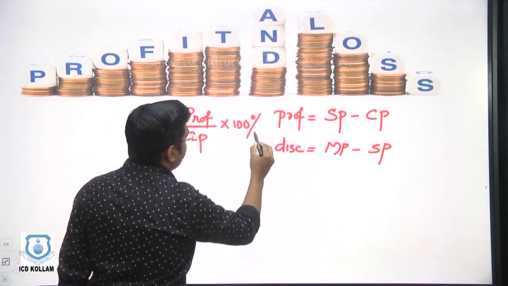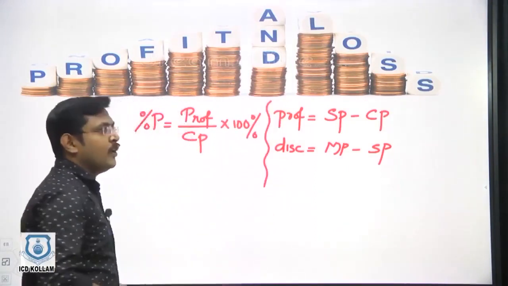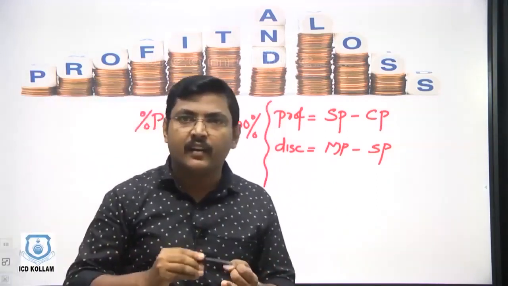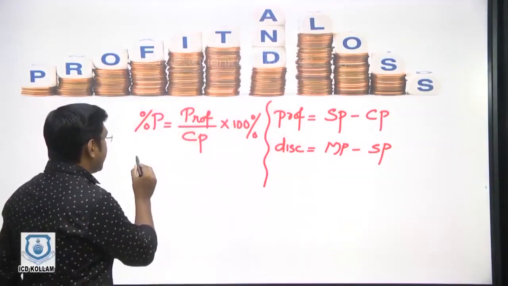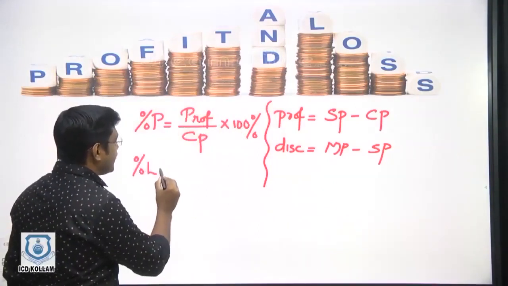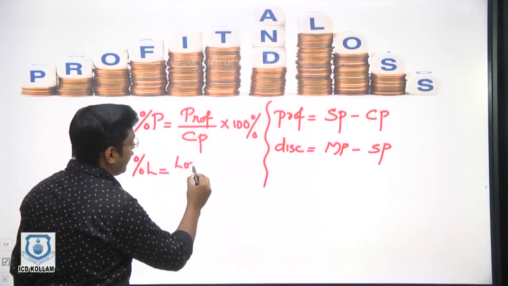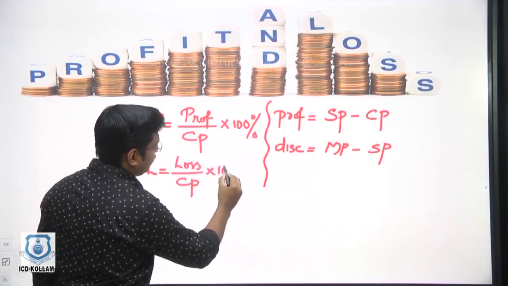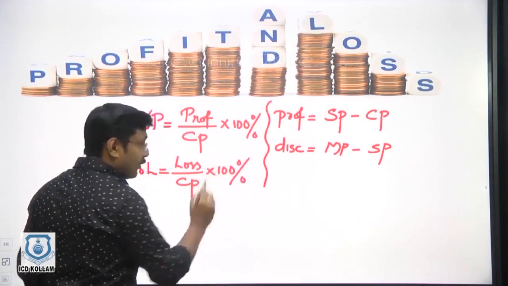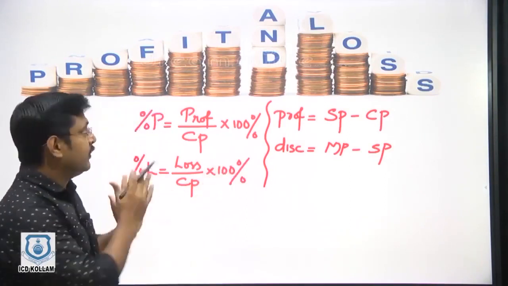Remember this frame. That's very important. Always remember that we need to consider profit and loss with respect to cost price, right? So for sure we can consider the loss percentage also. Loss percentage is equal to loss by cost price into 100%. These are the basic frames required to find the answer for profit and loss.